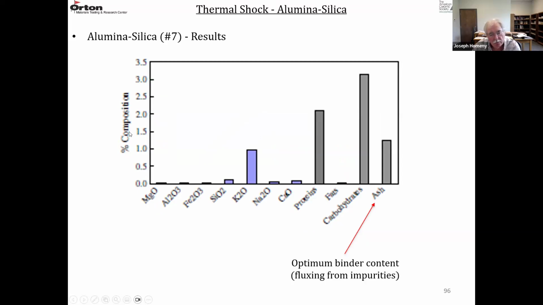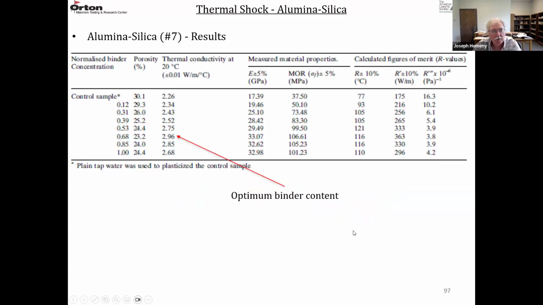This is a partial composition of the binder. You can see there are different metal oxides present, like MgO, alumina, iron oxide, silica, potassium and sodium oxides, and lime. The important thing is there's about 1.5% ash content from these metal oxides. So these oxides in this ash are really fluxes. So they're impurities, and they flux the system.